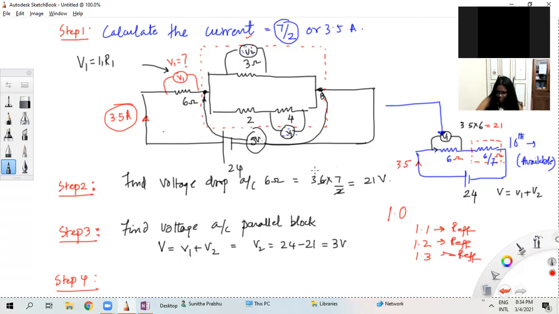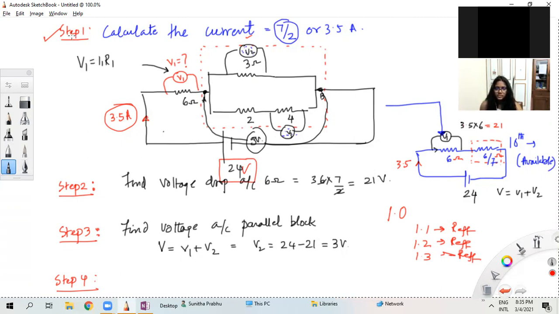Then you have to find something else. Okay, that means to find the current, step number one will require you to find the effective resistance of the entire circuit. Correct, no? Once you find the effective resistance of the entire circuit, you use the overall voltage given and you use V is equal to IR and you will be able to find the current in the circuit. Step number one is achieved. Correct? If you want, I will pause and make a note of this.